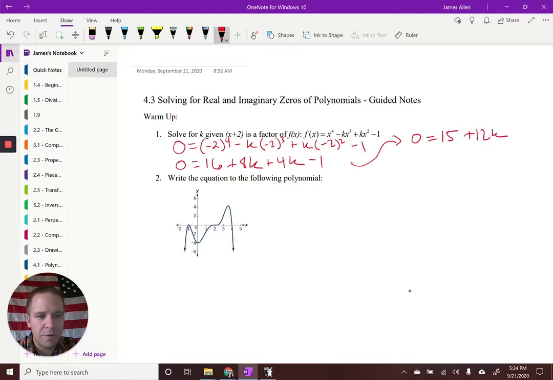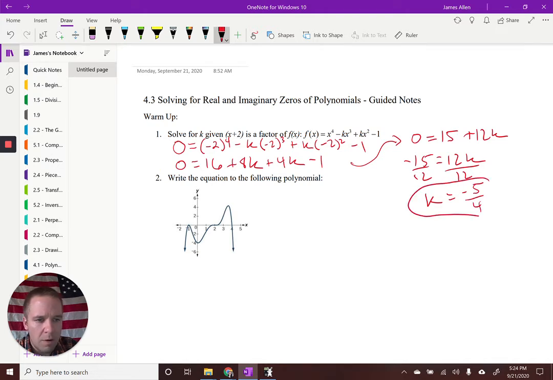So I'll subtract 15 and then divide by 12. So I get k equals negative 15 over 12. They're both divisible by 3, so I'd get negative 5 over 4. Awesome. So there's my k value for that one. We used what we knew about x plus 2 being a factor to help us solve this problem, right? That's where we started this one.